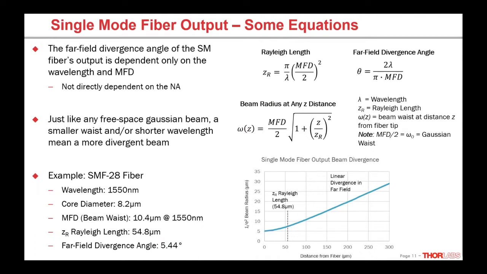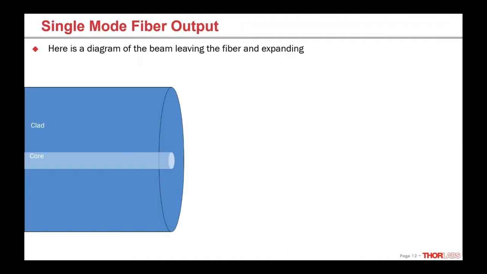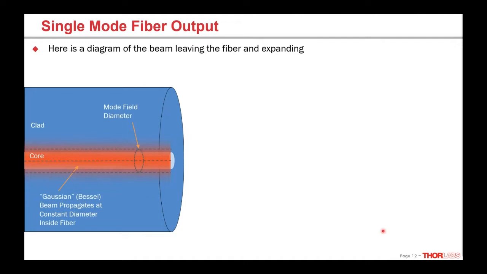Okay, so to sum all that up, I have an animation to watch. So here's just talking about the concepts I just went through. So we have a fiber, core in the cladding, single mode fiber. We have a beam propagating in the core. And because we're in that waveguide, that core clad structure, we have a beam that has a constant diameter, and that's the mode field diameter, right up until the fiber end face.